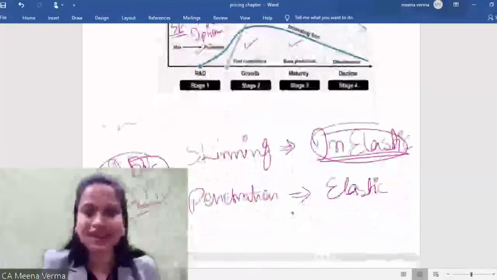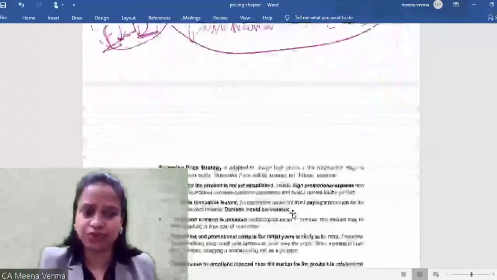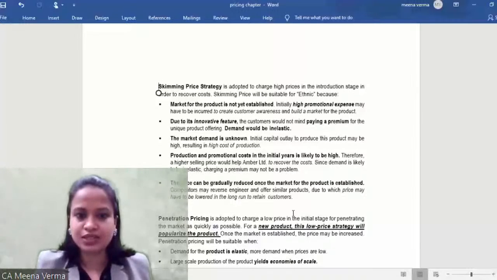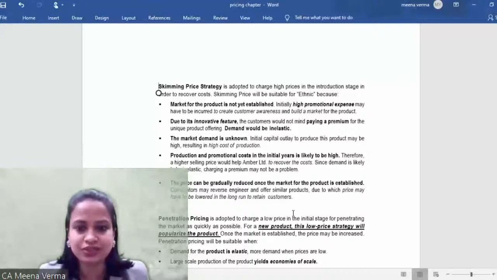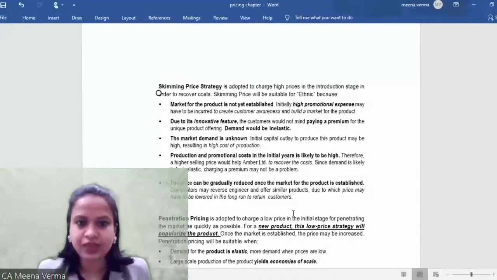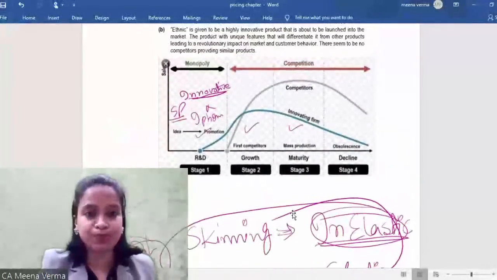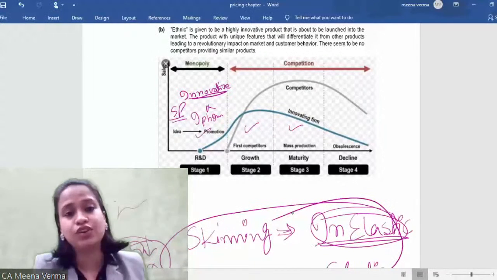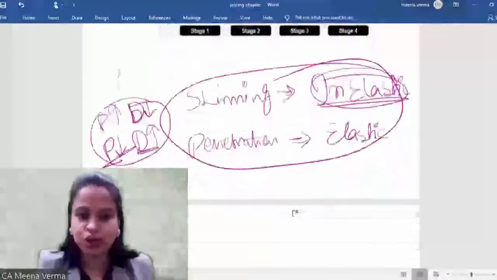Okay, so always write this point. Don't forget to write this point. It's a very important point to consider here: you will consider what kind of market this is. So in skimming pricing strategy, you will keep the price of your product very high in the introduction stage, and gradually you will reduce the price later in the later stages of your product life cycle.